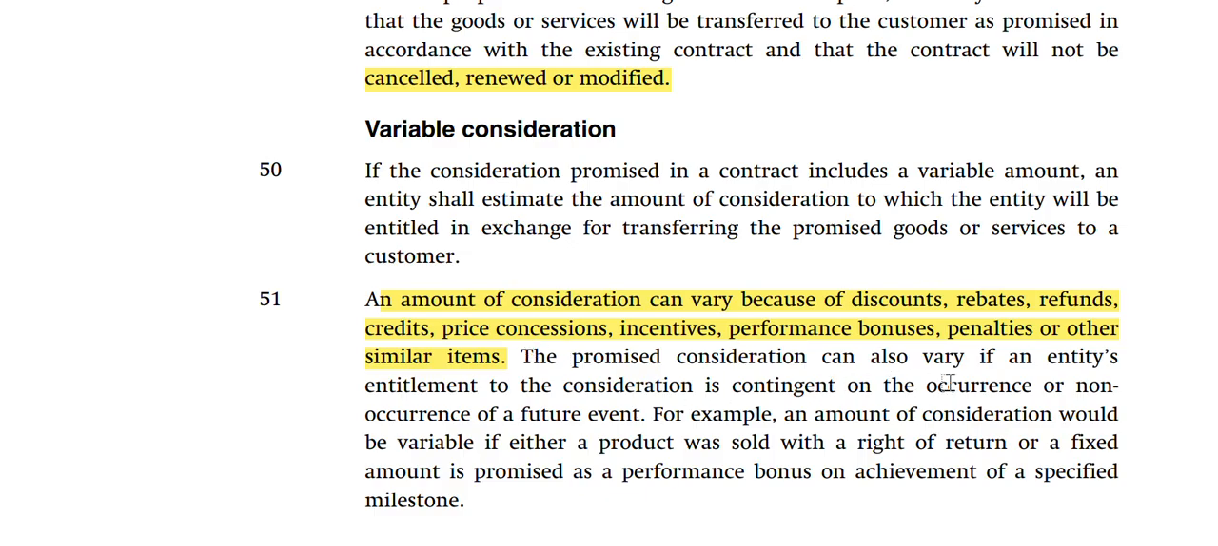The promised consideration can also vary if the entity's entitlement to the consideration is contingent on the occurrence or non-occurrence of a future event. For example, an amount of consideration will be variable if either a product was sold with a right of return or a fixed amount is promised as a performance bonus on achieving a specified milestone. So now if there is a return, or a fixed amount that is promised as a performance bonus on achieving the specific milestone, then that means there is a variable consideration.